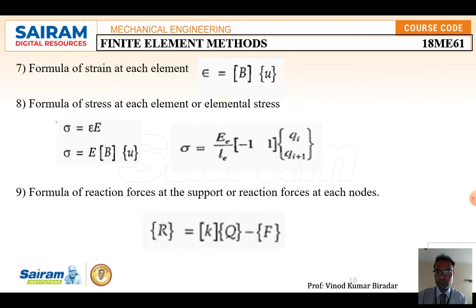And for the stress formula, in the earlier class what you studied is stress equal to strain into Young's modulus, but here in FEM we are going to use this formula, that is stress equal to E by Le times minus 1, 1, multiplied by U1, U2, that is the displacement. Q stands for displacement. And the formula to calculate the reaction, I already told you in the elimination method, R equal to K into Q minus F. These are the 9 formulas you have to remember to solve the elimination method or penalty method in FEM, that is type 1, type 2, type 3, type 4, type 5 problems.